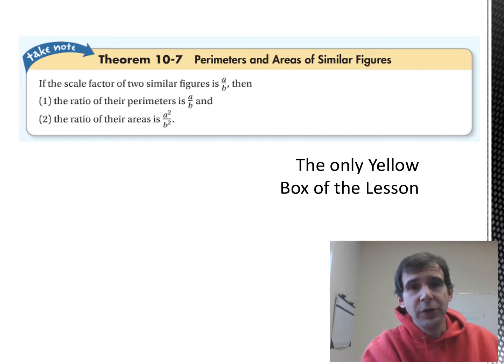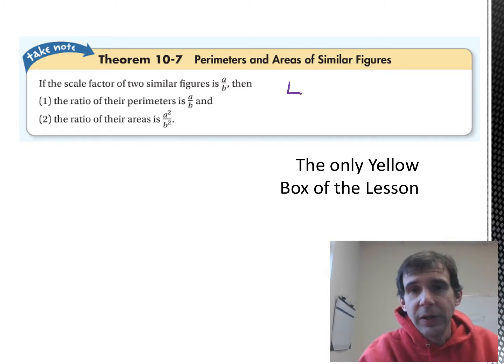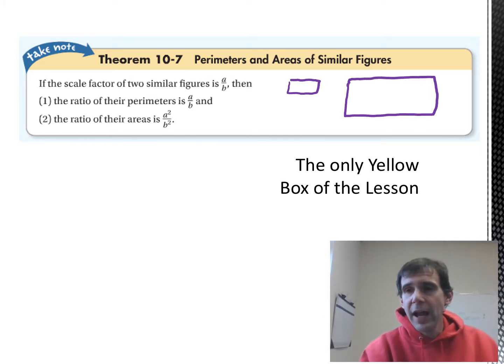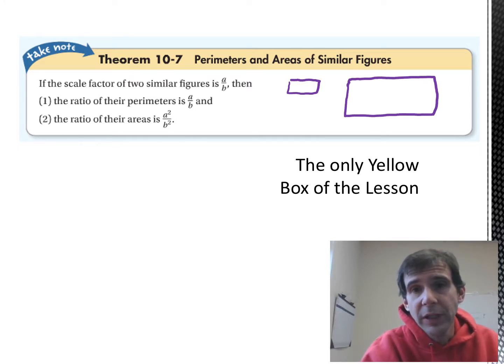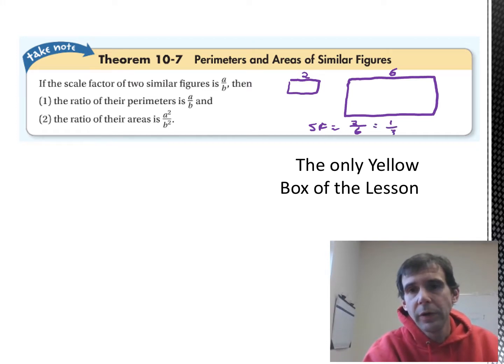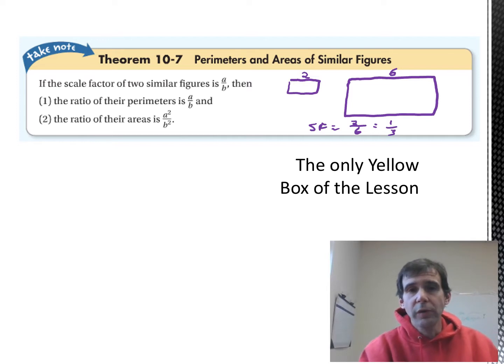If the scale factor of two similar figures is A over B. So remember what scale factor was. If we have two similar figures, let's say two rectangles, and they're similar, remember, similar meaning that they have congruent angles and proportional sides. So the scale factor proportion would be, let's say if this side here is 2 and this corresponding side here is 6, our scale factor would be 2 over 6 or 6 over 2, as long as you stay consistent, which could reduce down to 1 over 3. So our scale factor here would be 1 over 3.